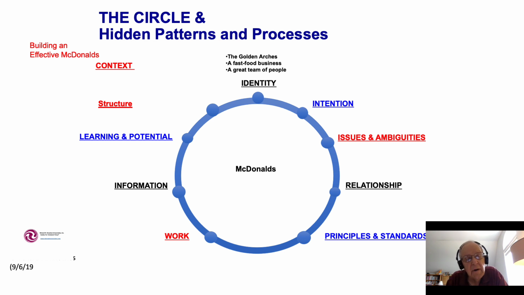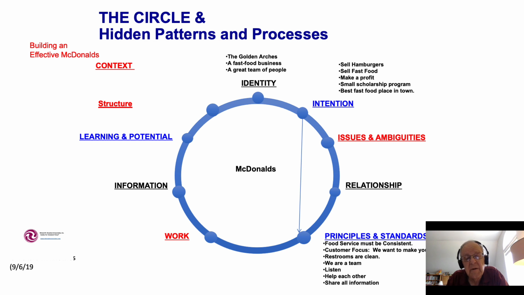So for our high-quality McDonald's, people will know it's the McDonald's from the Golden Arches. It's a fast food, and we're going to have a great team of people together. Our intention is to sell fast food, make a profit, be the best fast food place in town, and we're going to have a small scholarship program for the workers to help them advance their educational aspirations. And then we're going to move to deciding what our principles and standards are together. And we co-create these ideas because we want to be the best fast food place in town.